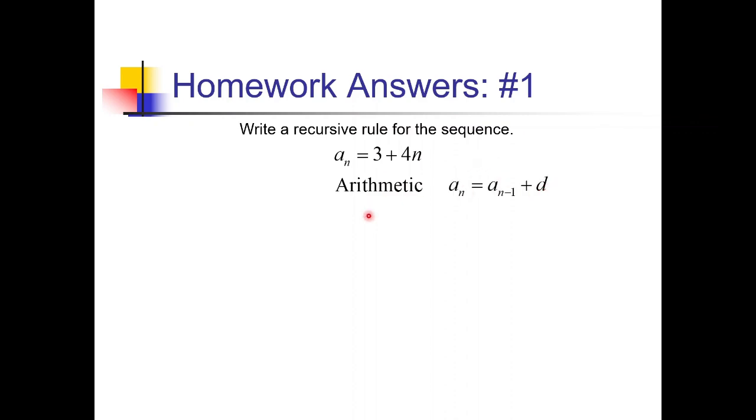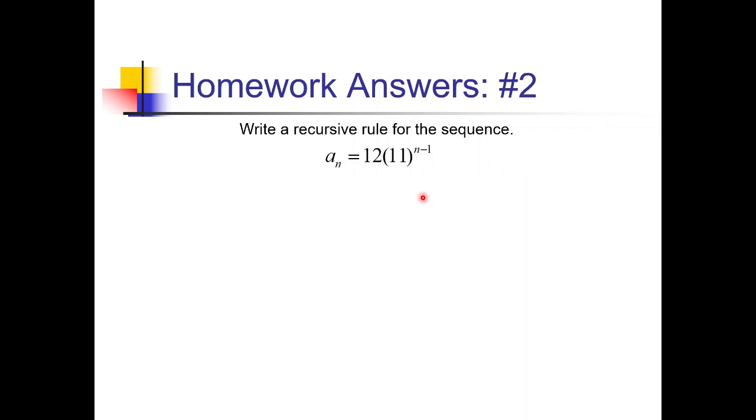So I just need to write the a1 and rewrite this rule with something filled in for d, and I've got my sequence. For my a1, I just need to plug 1 into the explicit definition here. So 3 plus 4 times 1. 3 plus 4 is 7, so there's my a1, there's my base case. And now I just need the common difference. Since my slope of this thing is 4, that's what I'm adding each time to get each subsequent term of this sequence. So I'm just going to use 4 for d, so a sub n minus 1 plus 4.